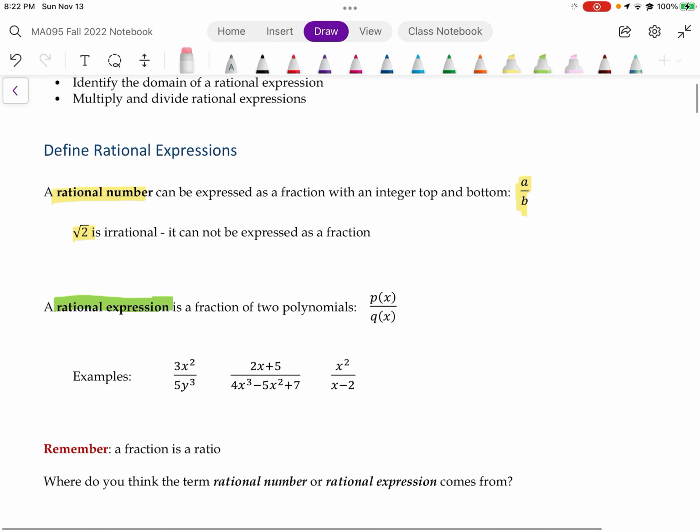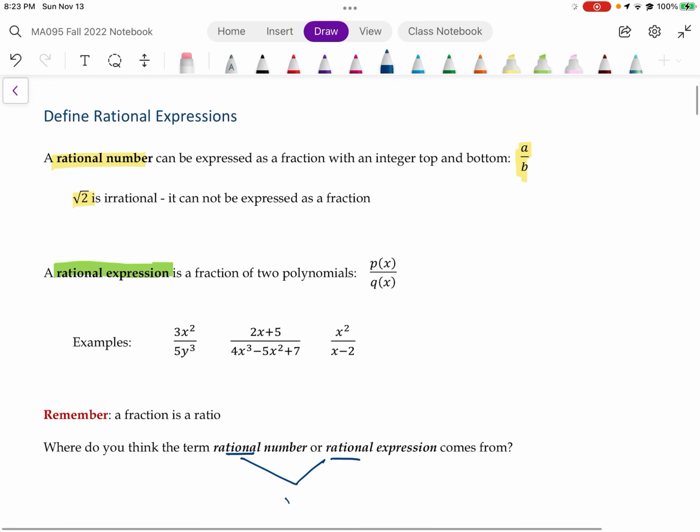All right, so remember, a fraction is just a ratio. So where do you think the term rational number or rational expression comes from? It comes from the root ratio, right? It's a ratio.